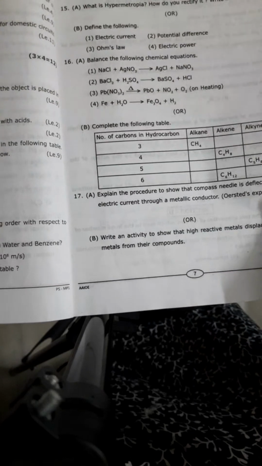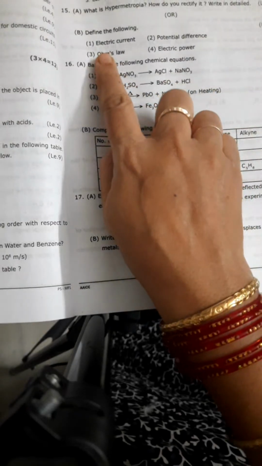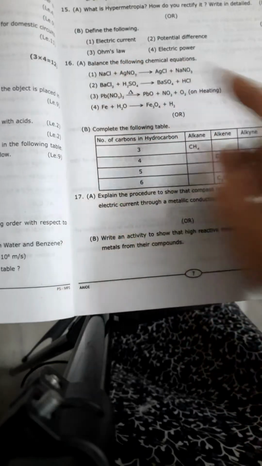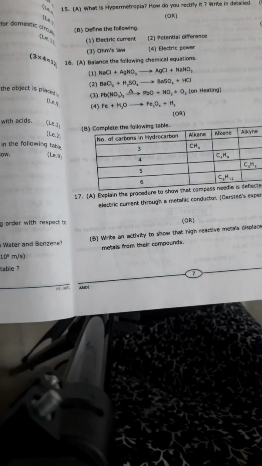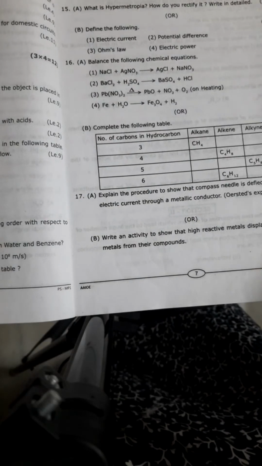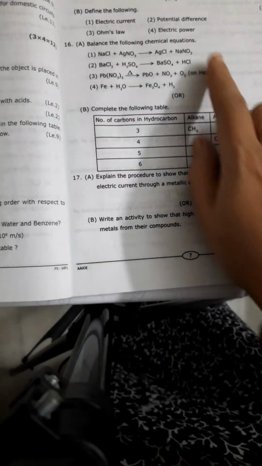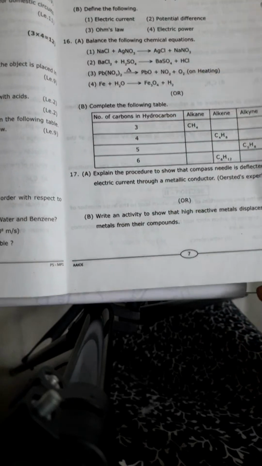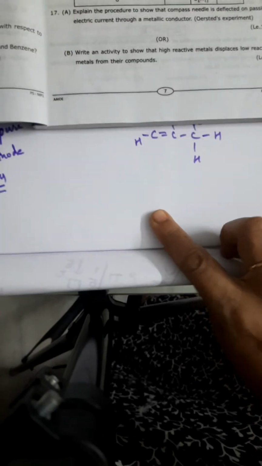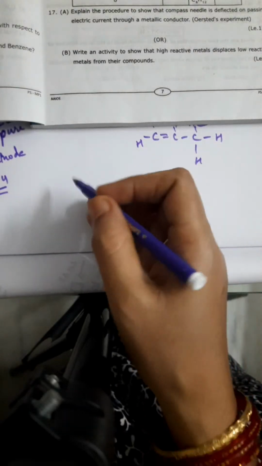Now the next one. So definitions also we covered. Hypermetropia, the first one. Then the definitions related to electric current, potential difference, Ohm's law, electric power. So what does Ohm's law state? Ohm's law states that potential difference across the conductor is directly proportional to electric current. Okay, today let's solve balancing the equation. I saw like many of the students are making mistakes in balancing in your paper. If you can guess, come in the answers.